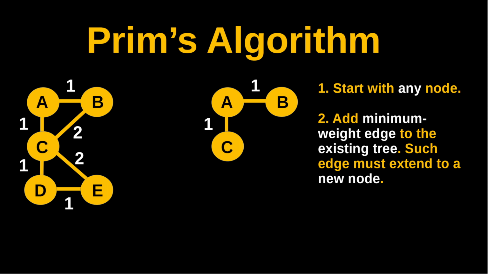To extend to a new node, we can either add CD or CE. CD has a lower weight, so that's the edge that we will add to the tree. Now the only node left is E, so we can either go CE or DE. DE has a lower weight, so that is the edge we will add to the tree. With the inclusion of vertex E, we have now connected all the vertices in the graph. With 4 edges connecting 5 vertices, we have completed building a minimum spanning tree for this graph.